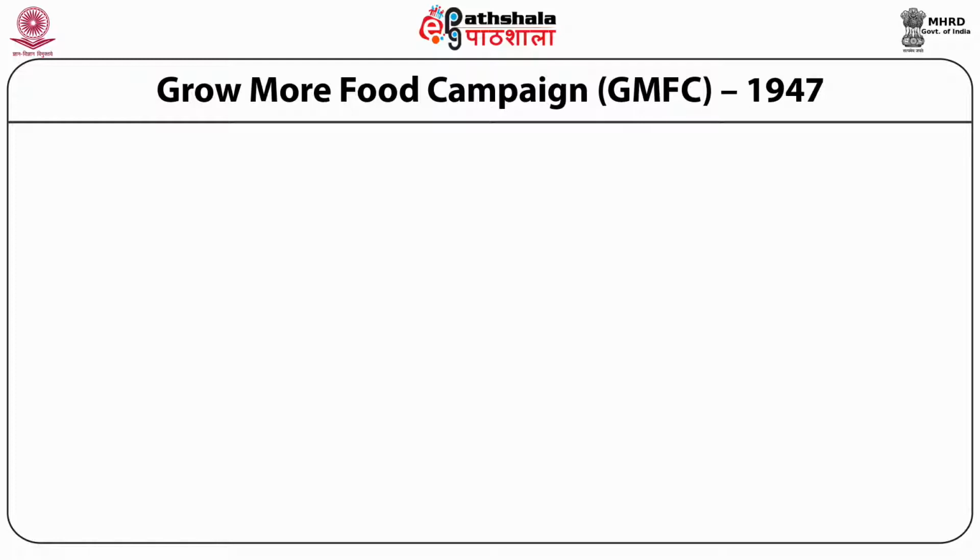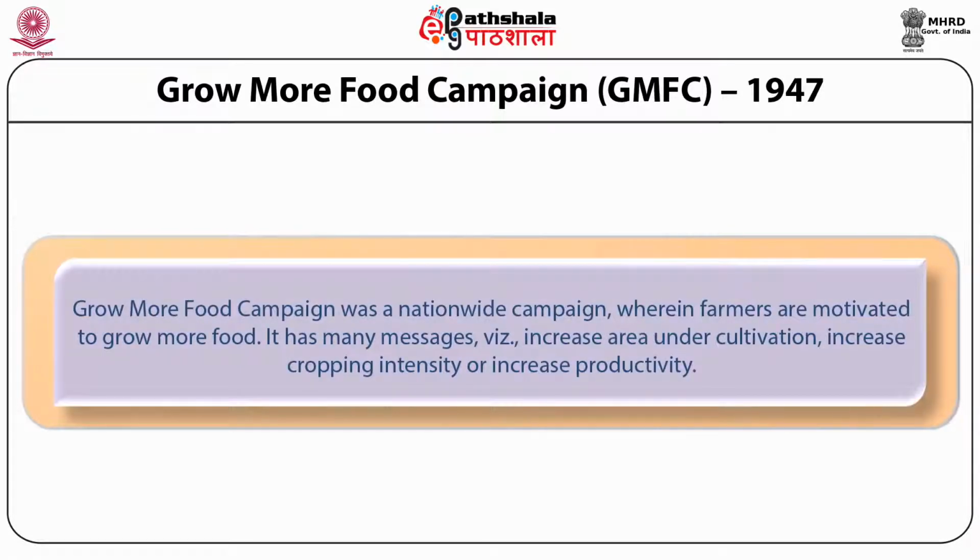To encounter the situation, the government launched a campaign known as Grow More Food Campaign. Campaign is basically an intensive educational activity intended to bring immediate change in the target community. So, many such campaigns government run time to time. For example, polio campaign. Grow More Food campaign was a nationwide campaign wherein farmers are motivated to grow more food. It has many messages, namely, increase the area under cultivation, increase the cropping intensity, or increase the productivity.